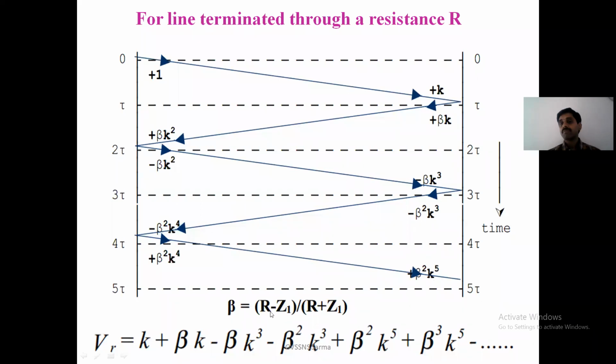Here beta is equal to R minus Z1 by R plus Z1. In case R is infinity, an open circuit line, we can write 1 minus Z1 by R over 1 plus Z1 by R. When R is infinity, it becomes 1. That means beta is equal to 1. So that is the previous case.